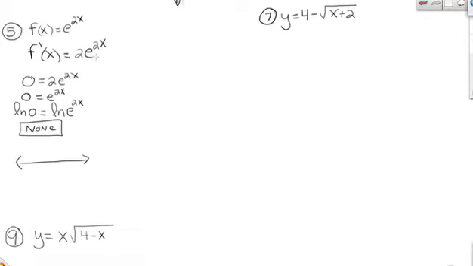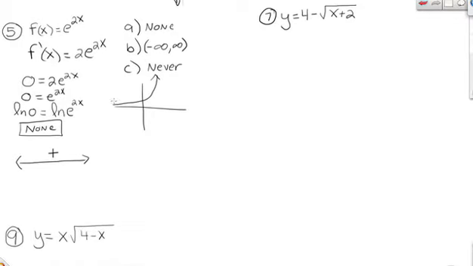So I go to my derivative, I plug in any number you want, and I can clearly see that the answer is always going to be positive. So A, what are my local extremes? None. B, where am I increasing? Everywhere. And C, where am I decreasing? Never. And again, we should know that the graph of e to the 2x is going to look like some version of this graph with an asymptote. So we can see that the slope is always positive, which is what we found.